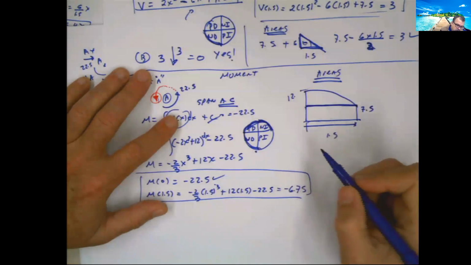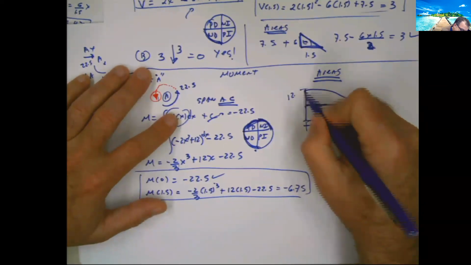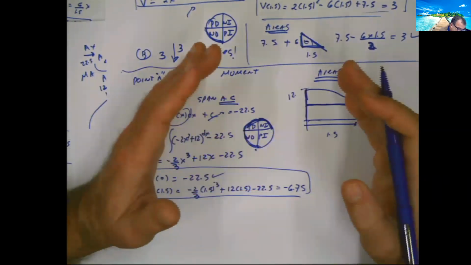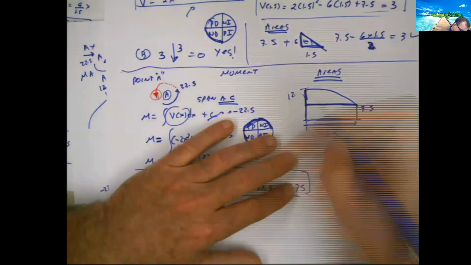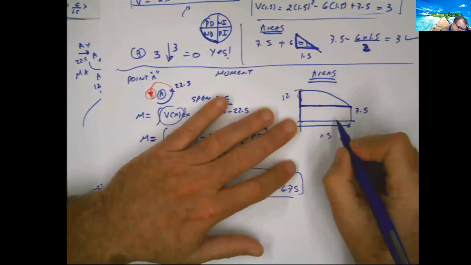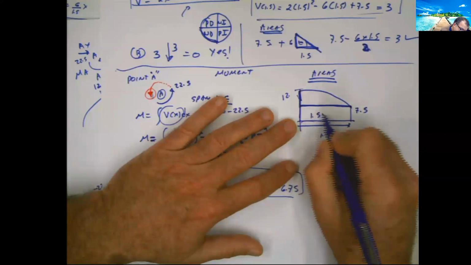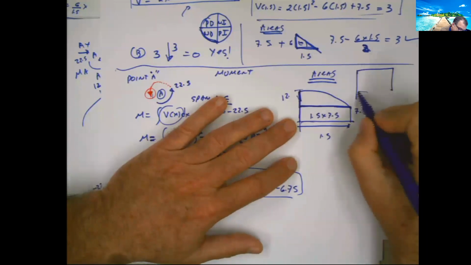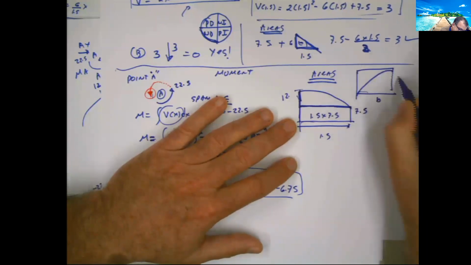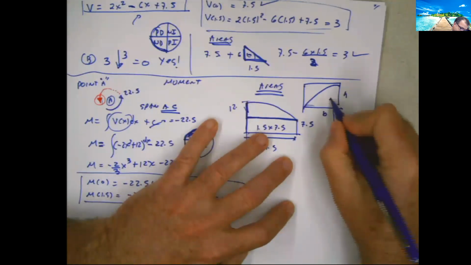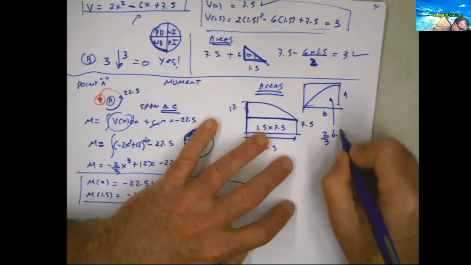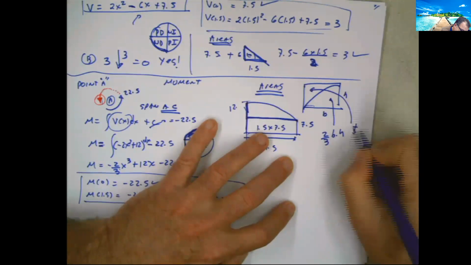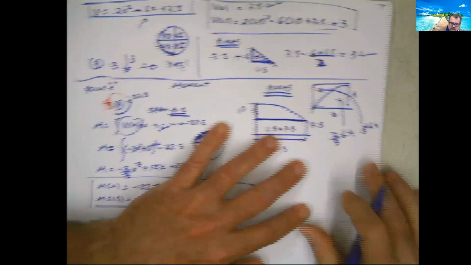But be careful because you cannot do this for every shape. In this case, you can. You're using the whole triangle. So this is a parabola. What is this area? This area is 1.5 times 7.5. That's that area. And the parabola, this is B and this is H. This portion is 2/3 of B times H. And this portion here is 1/3 of B times H. That's the way you calculate the parabola.